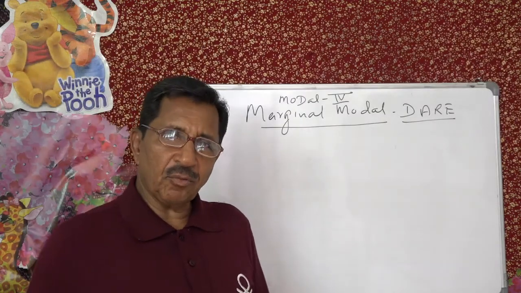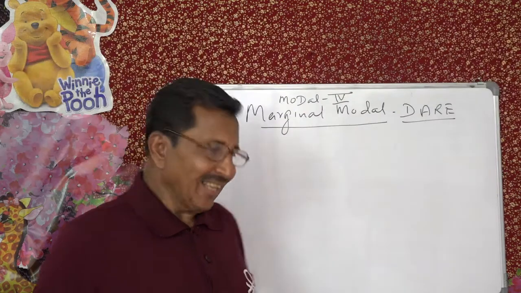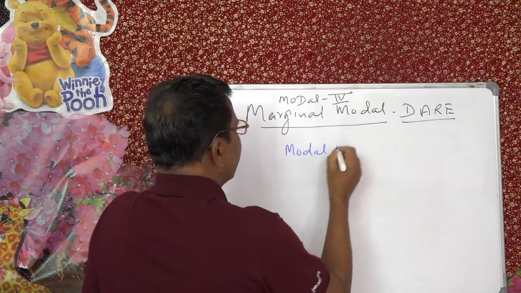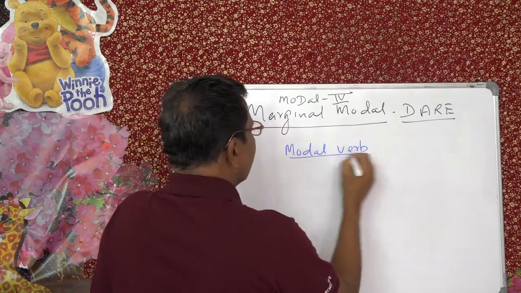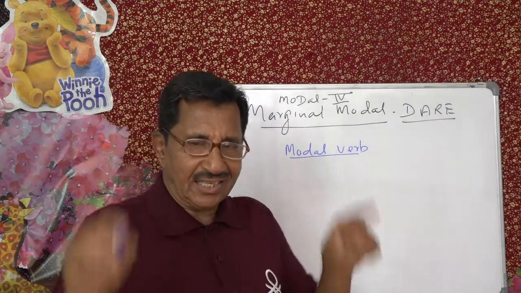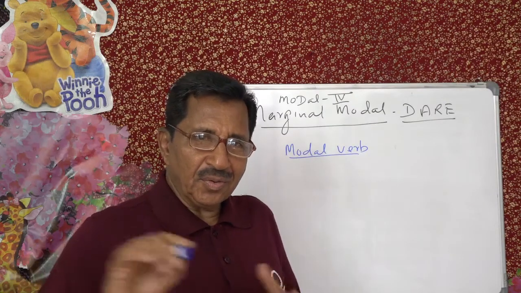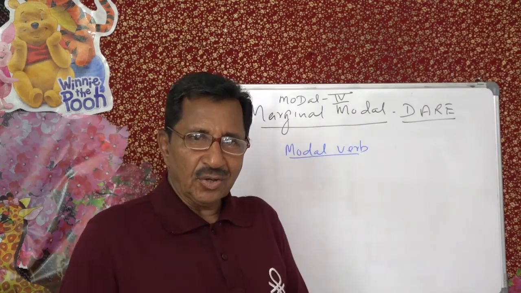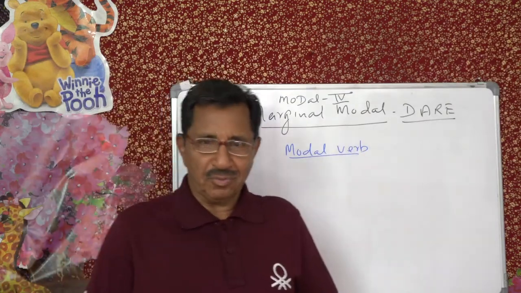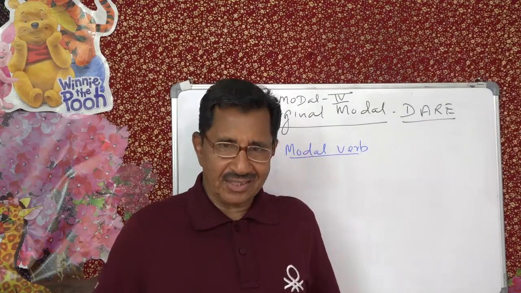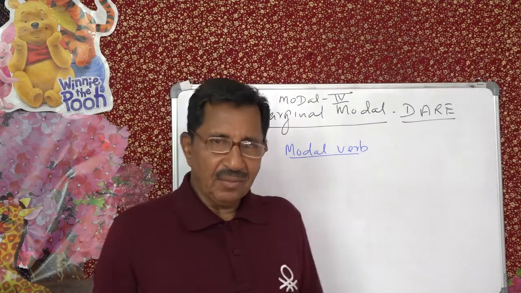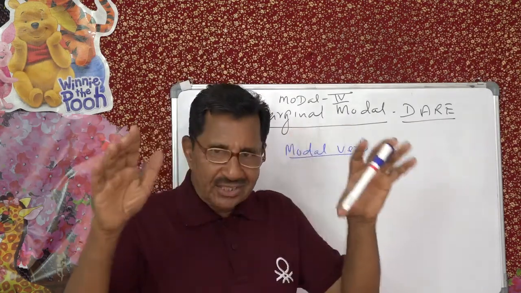But before that, you should know what a model is, isn't it? So model means a modal verb. And you have got a few in number. It's a closed set. Once the set is closed, you don't allow entry to it. It's like a closed room. You have got a few members, then you close it. Other members are not allowed to get in. So like that, modals are a closed set.